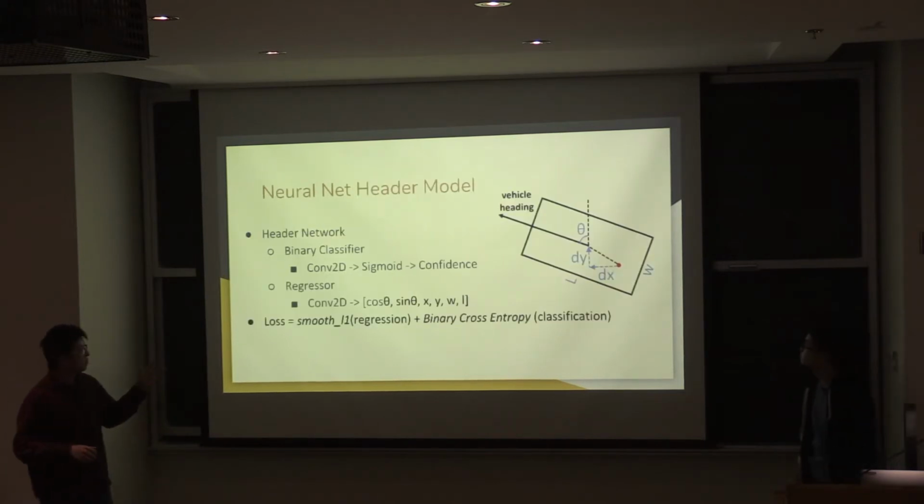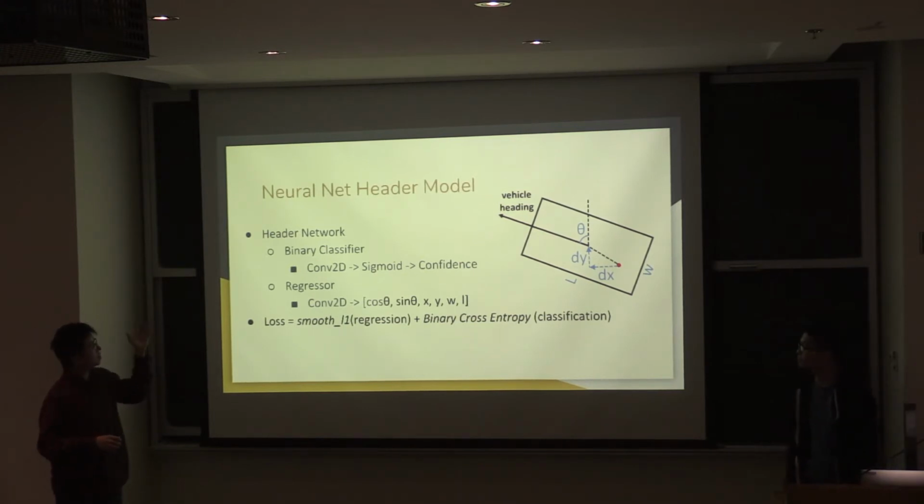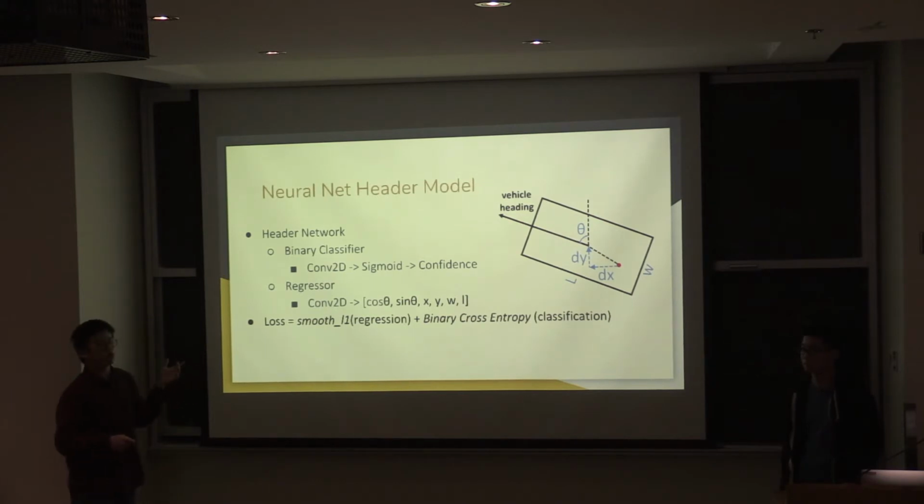Building on top of the feature map generated by the backbone is a header network. There are two parts to the header network. The first part is a binary classifier. It is essentially made of a series of convolutional layers and a sigmoid function, and it predicts a confidence. This confidence represents, for every pixel on our feature map, whether this pixel contains a car or not.